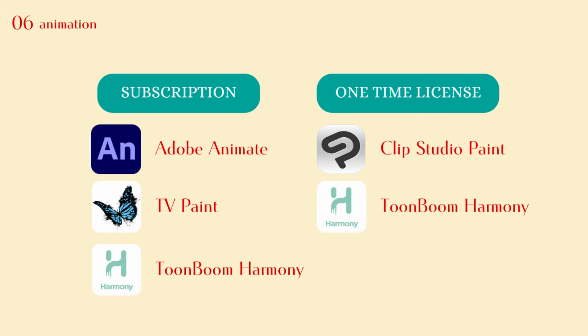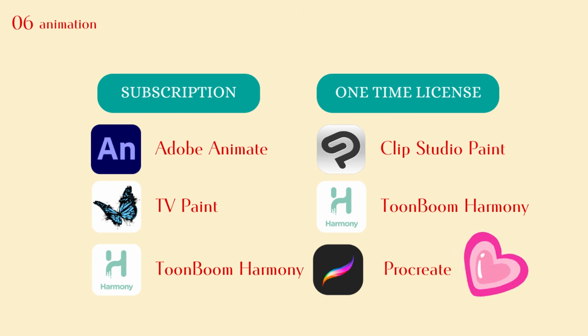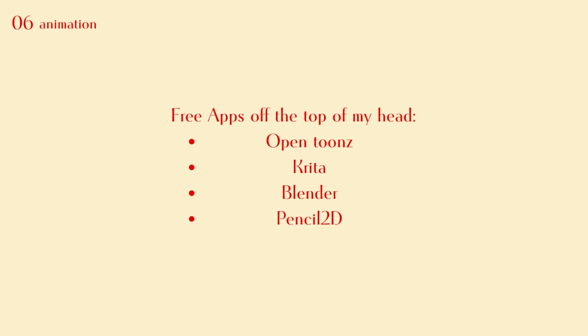Toon Boom Harmony also has a one-time purchase license, and Procreate for $10 if your work is not too complicated, and you can get very, very creative on Procreate. So I advocate for that for sure. There are also plenty of free animation apps out there if your film does not require a lot of complex scenes with a lot of need for timelines and layers. But if it's more complex, I definitely advise you to get one of these options.